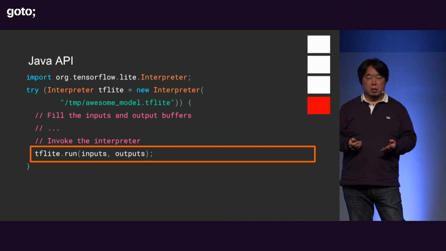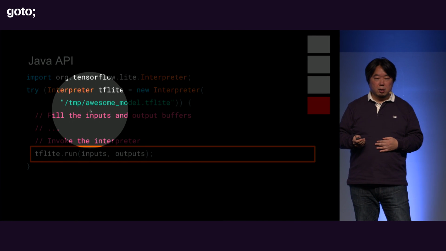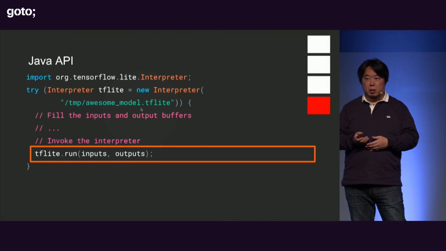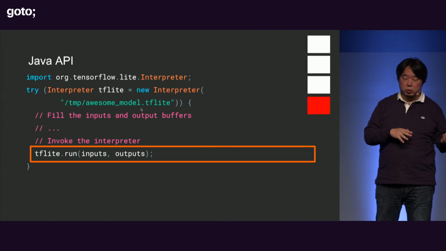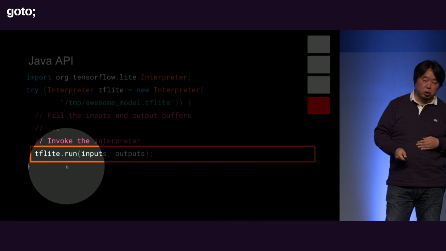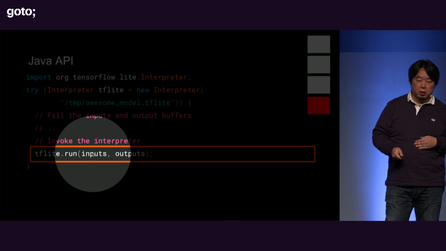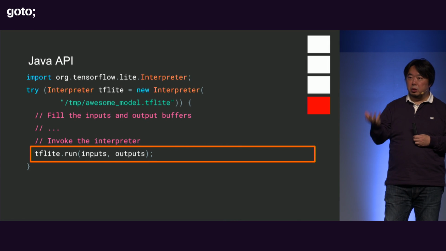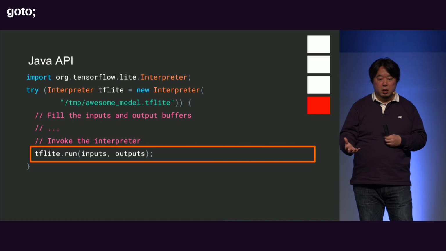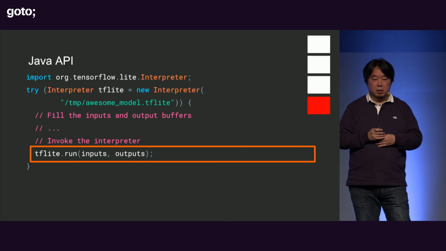And like that, the Java API is also very easy to use. Again, you can load the .tflite model into the smartphone device and use the run method to pass the input data, such as image data or any arbitrary data, and you would get the prediction result. That's so easy.